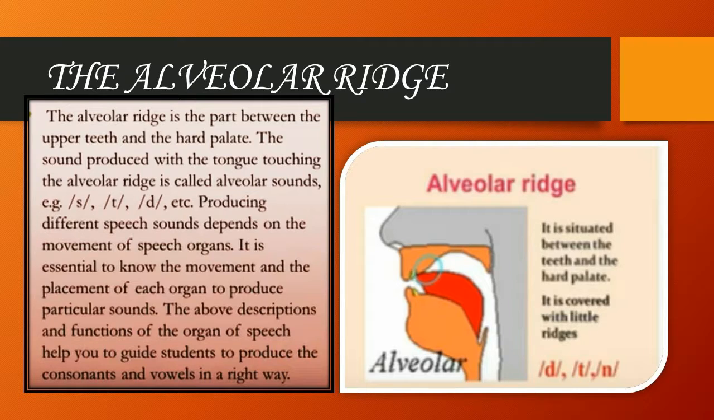Producing different speech sounds depends on the movement of speech organs. It is essential to know the movement and the placement of each organ to produce particular sounds. The above descriptions and functions of the organs of speech help you to guide students to produce the consonants and vowels in the right way.